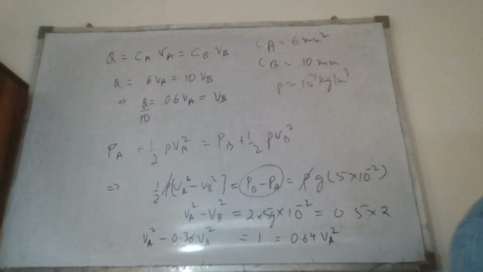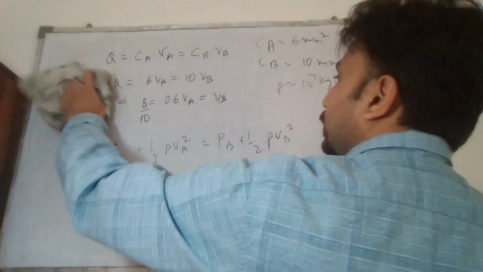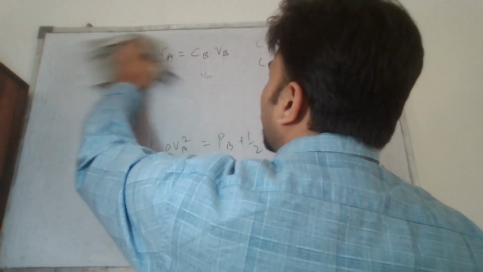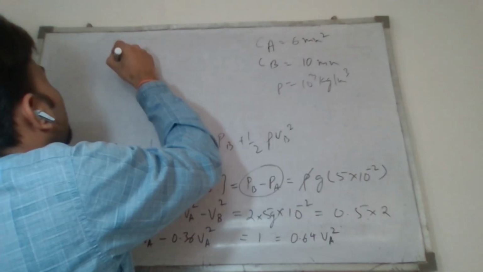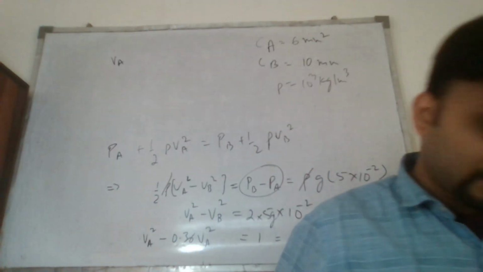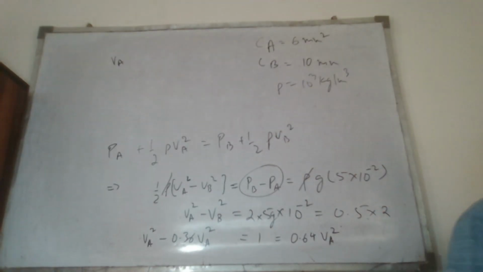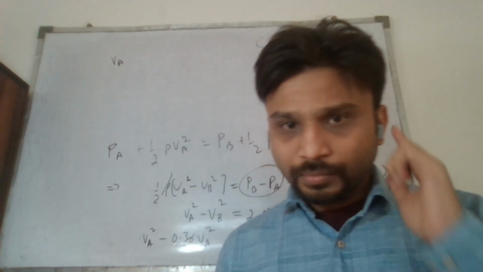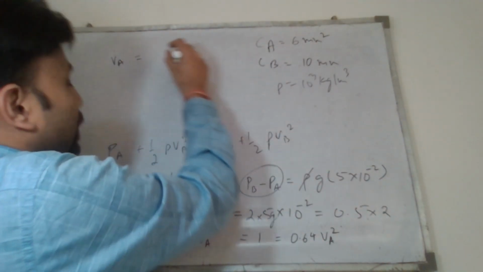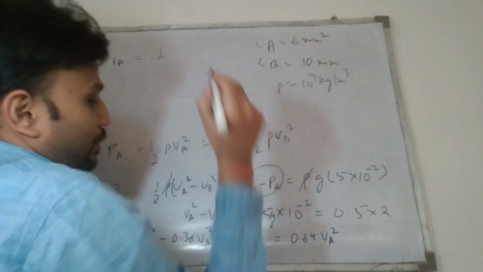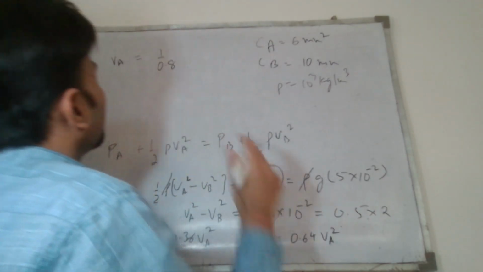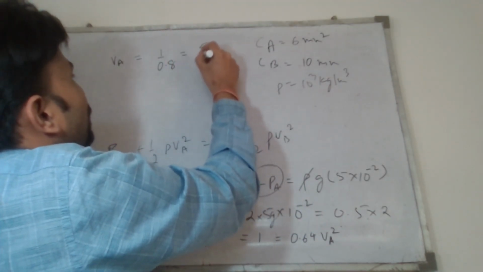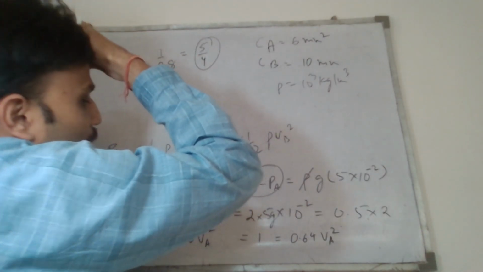So if we take a square root of that, we'll basically say, so we have VA and its square root we'll take, this would be 1 upon 0.8. So this is 5 by 4. This is the value of VA.